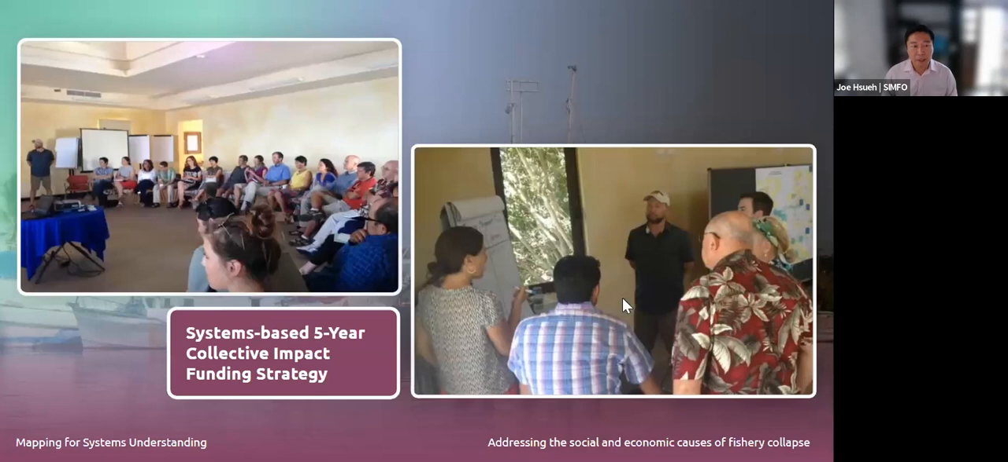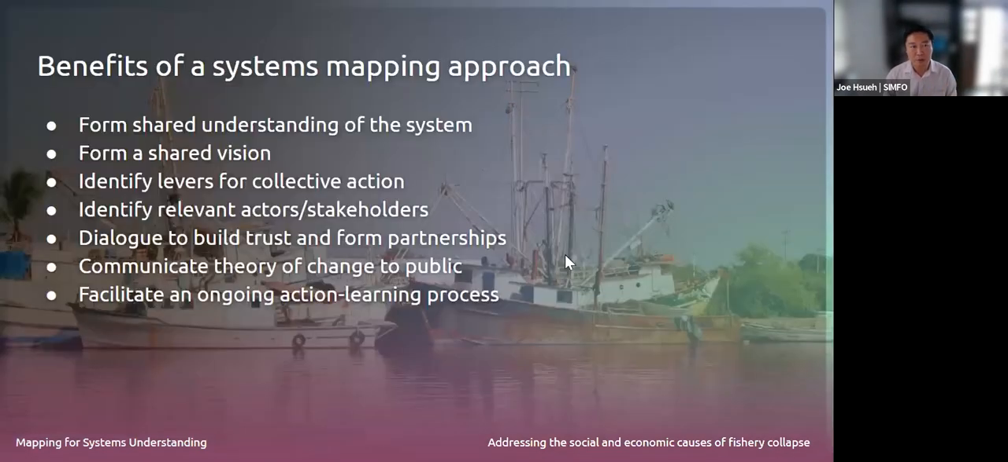Okay, so with that, and lastly, in this case, the actual map was used to convene other funders together to develop a 5-year collective funding strategy, using the map as a decision support to help people form a shared strategy. So in summary, at a system understanding phase, a map is good for understanding the system, form shared vision, identify levers, identify relevant actors, stakeholders, build trust, form partnerships, and very importantly, communicate the theory of change to the public, and facilitate ongoing action learning process.